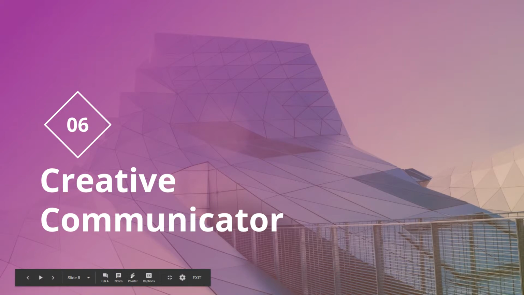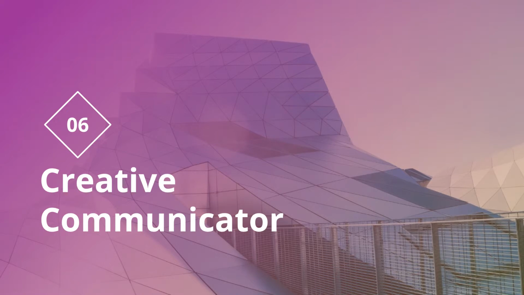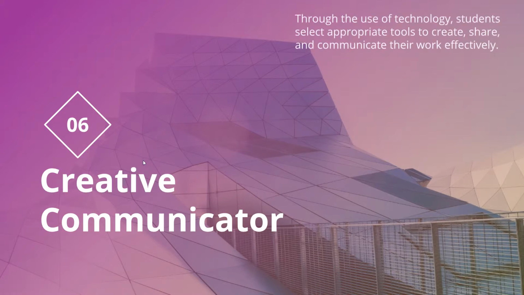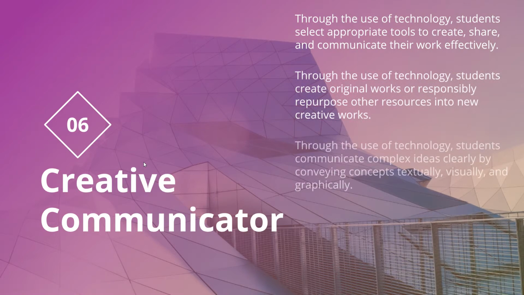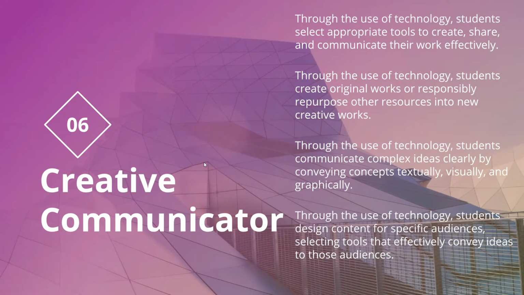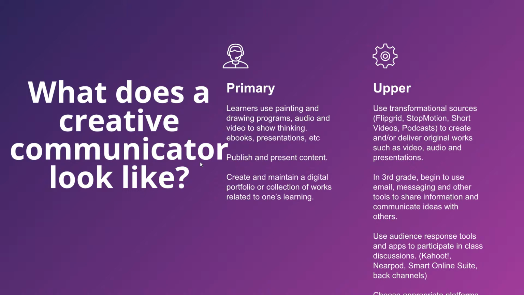Okay, so now we have ISTE standard number 6. And this is Creative Communicator, and this is where we look at how students are using technology to show their thinking. So what does a creative communicator look like? In primary, we're going to say kindergarten or Sure Start to about second grade.